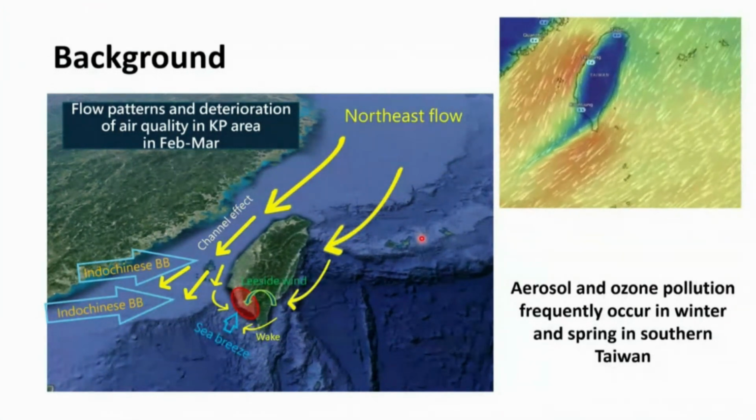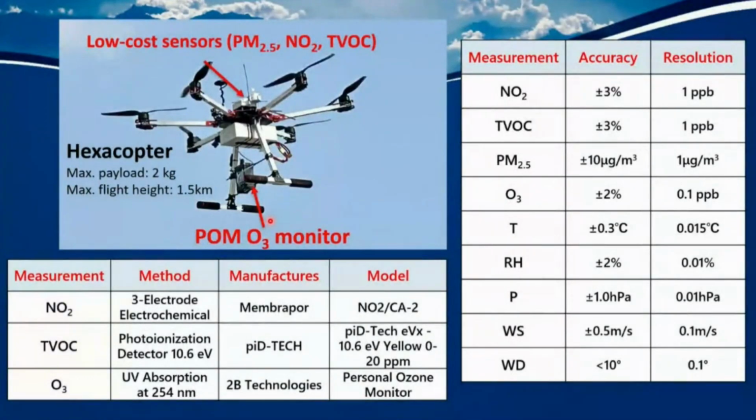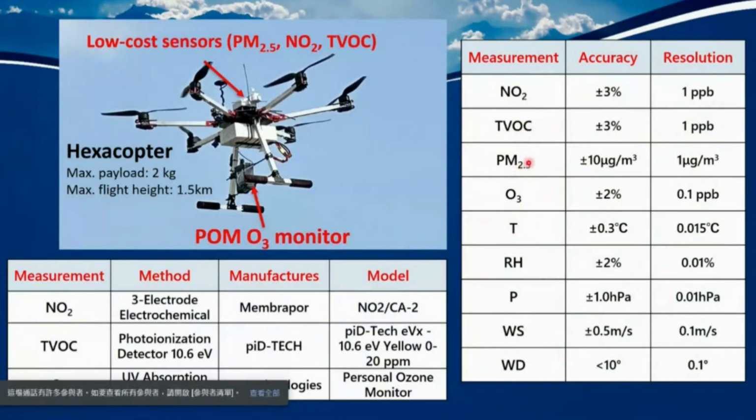So let me introduce the capacity of my measurements in this field campaign. We had a field campaign last year. We call it CAPAS. This field campaign aligned with the NASA Asia-AQ field campaign, so it was the same period. Right now we have the capability to measure all the gases, NO2, TVOC, and also the particles PM2.5, ozone, and all the meteorological parameters.